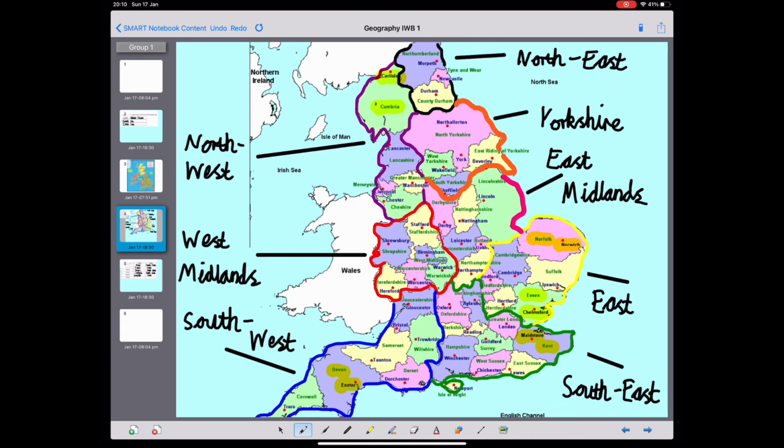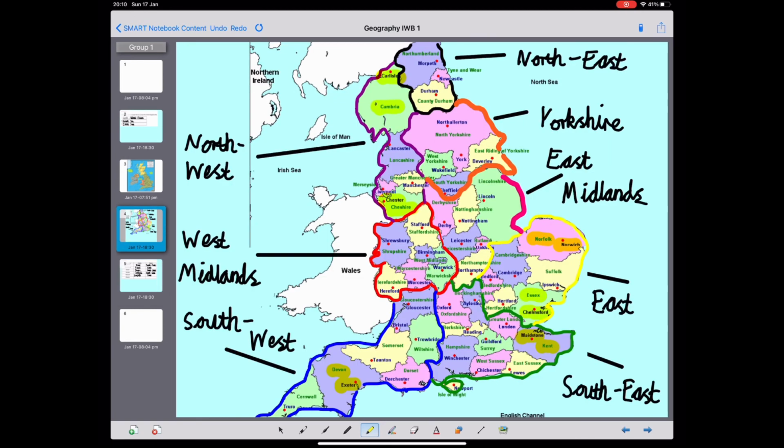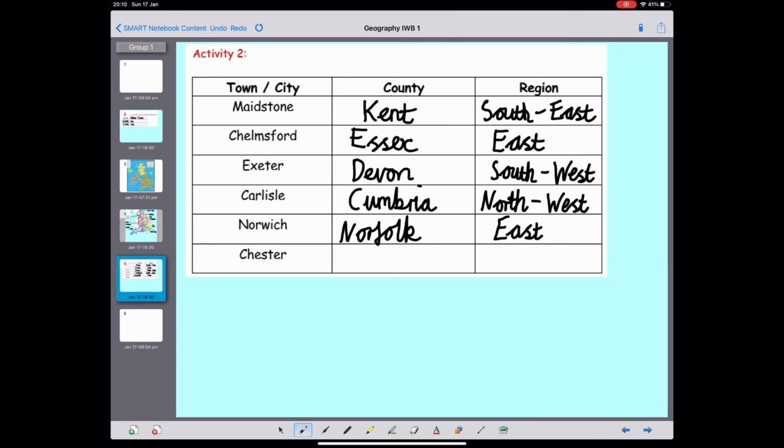I always used to call it Norwich when I was younger. Right, now we're looking for Chester. Did you find Chester? That was a tricky one. There it is, hiding away. So it's in Cheshire, and Cheshire is in the northwest. So the county for Chester is going to be Cheshire, and the region is the northwest. Well done, you two. That was tricky.